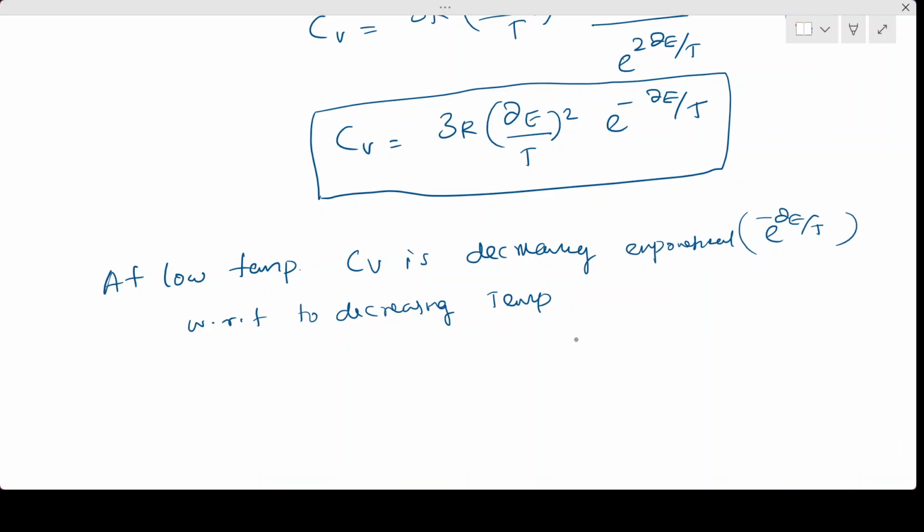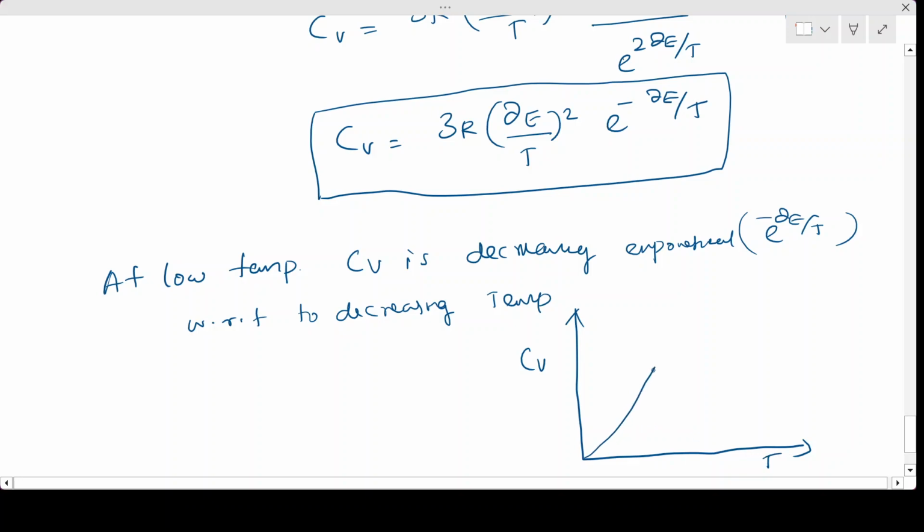When you represent that graphically, the graph looks like this. We have Cv here and temperature here. The curve decreases exponentially in this region, and it achieves a constant value. This is the high temperature region, where it is constant, with a value of 3R.